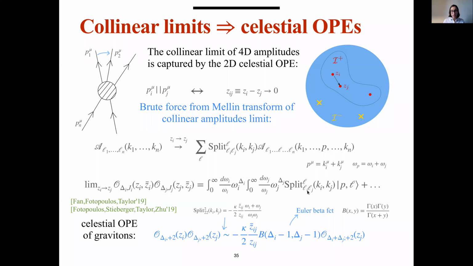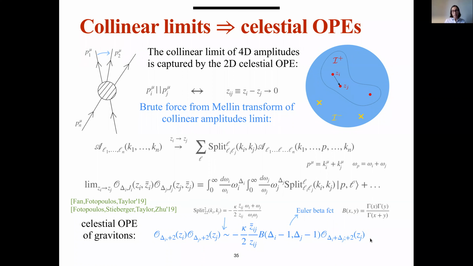If we do this for the case of the graviton, the split function, where now the helicities are all 2, is given by this simple expression in the energies and the coordinate Z. And then we find that the OPE between two such graviton operators is given by this simple looking expression, where the coefficient in the OPE is given by the Euler beta function. So this is this ratio of gamma functions. This is a very interesting result: the OPE of two celestial graviton operators involves the Euler beta function.